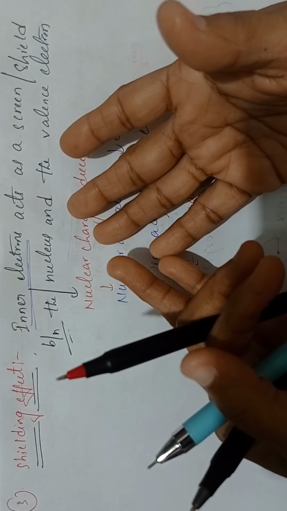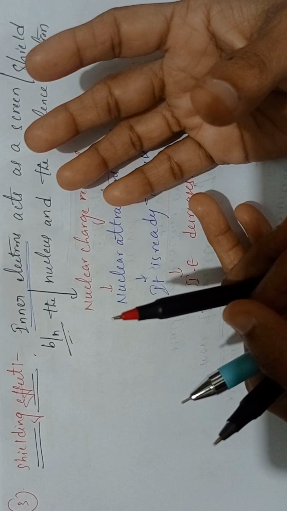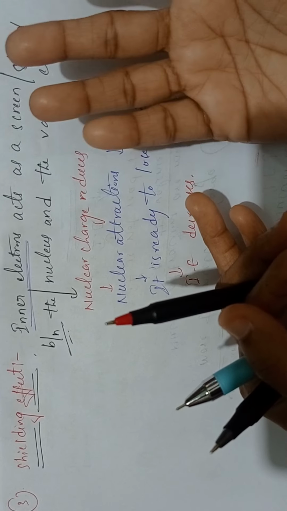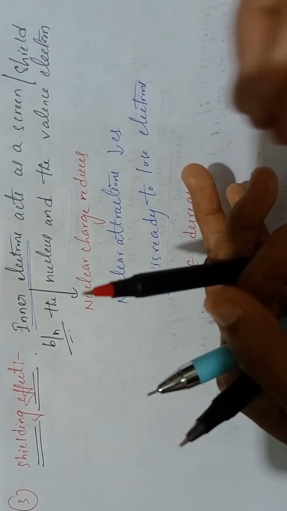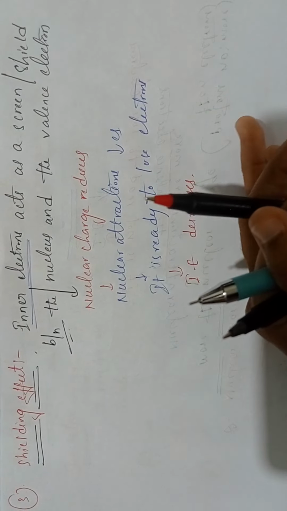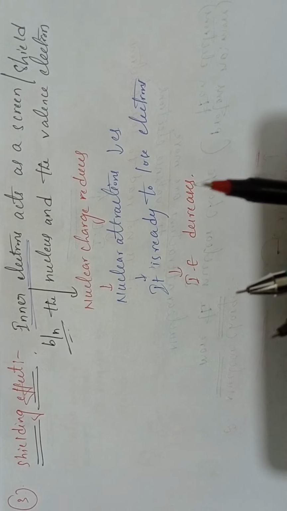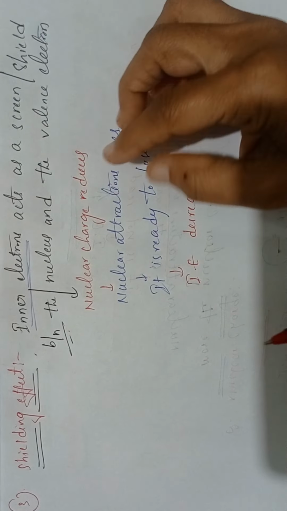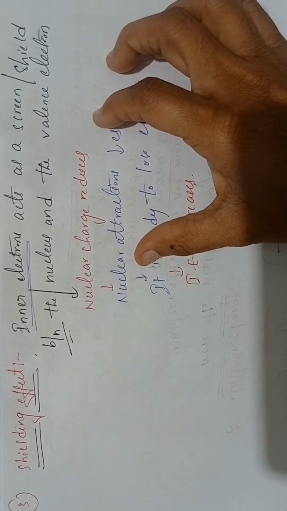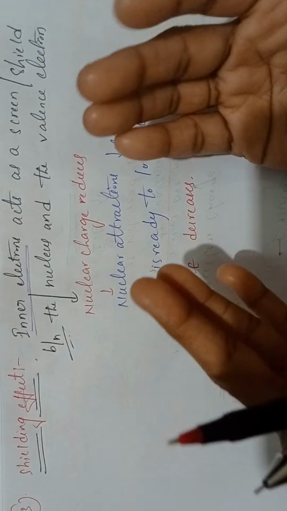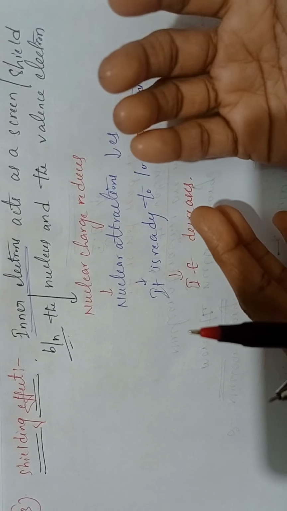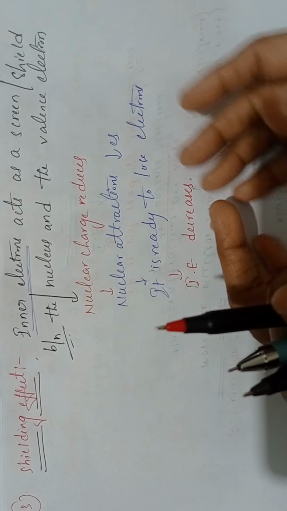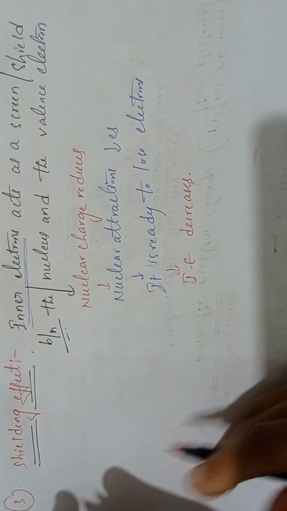Because of these inner electrons, nuclear charge decreases. Are you clear? So nuclear charge is decreasing, which means it is ready to lose electrons. Here nuclear charge decreases, that means nuclear attraction decreases on the valence electrons. Whenever attraction decreases, it is ready to lose the electrons, so very little energy is required to remove them. So that's why ionization energy decreases, students. Are you clear?